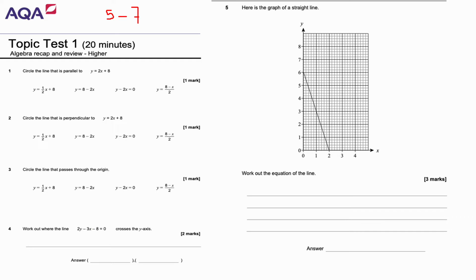Circle the line that is parallel to y equals 2x plus 8. So parallel means it has the same gradient. The equation of a line is y equals mx plus c, where m is your gradient and c is your y-intercept, so where it crosses on the y-axis. So the number here is 2. So we want the equation to have a 2 in it.